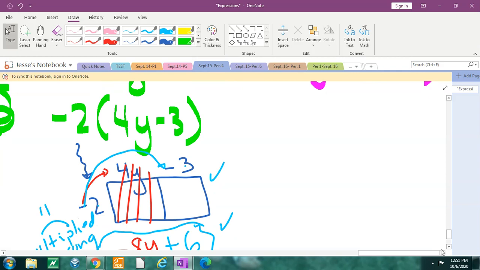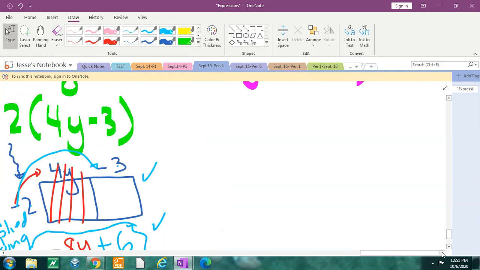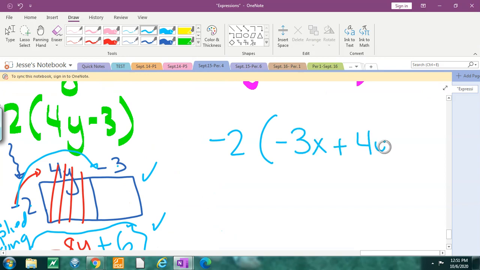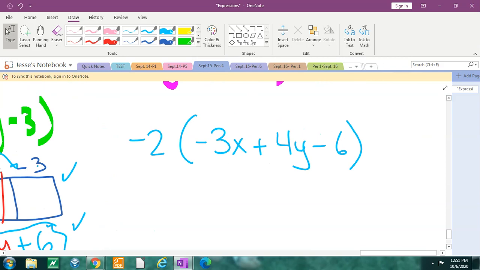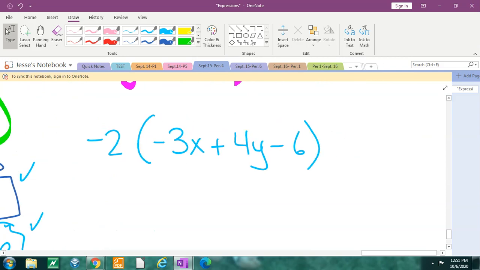All right, so the last one is, what if I do this? What if I say negative 2 times negative 3x plus 4y minus 6? What if I do that? All right, so let me take everything out. Here we go.